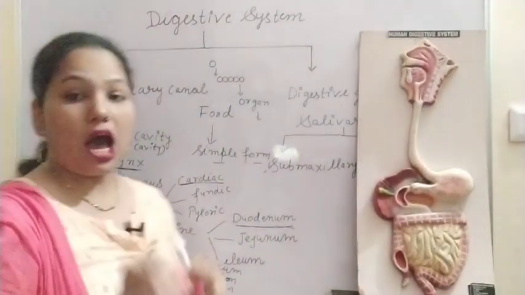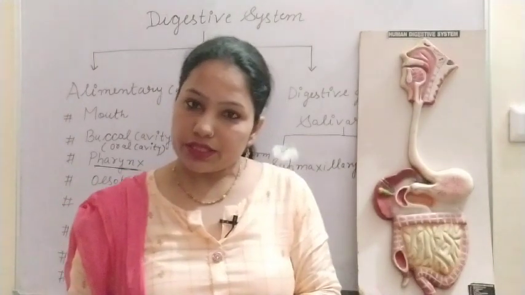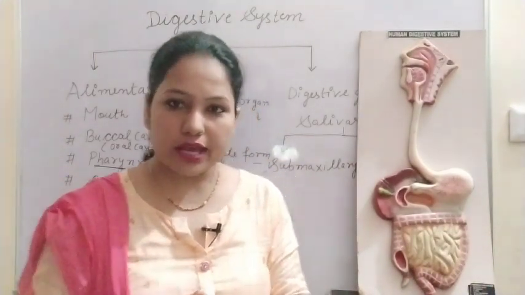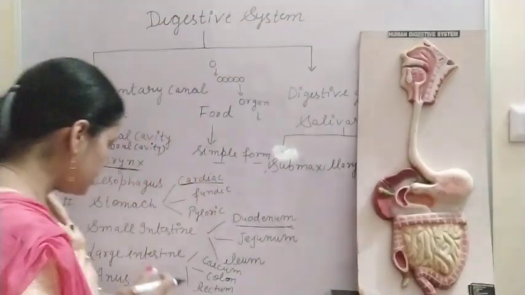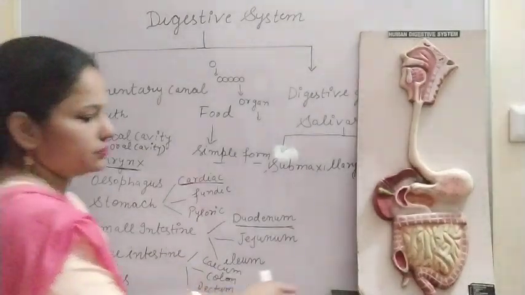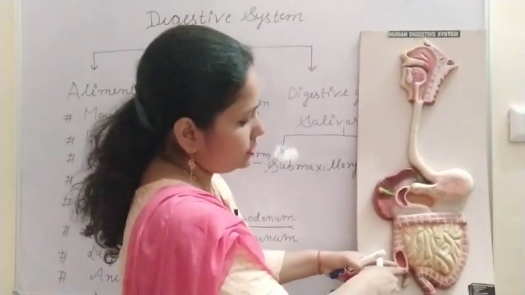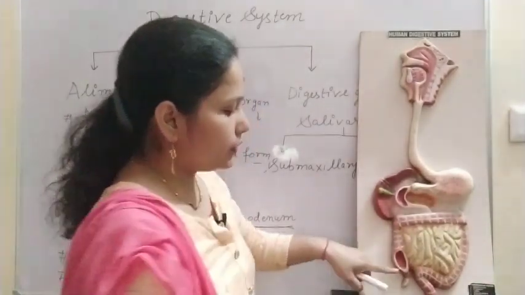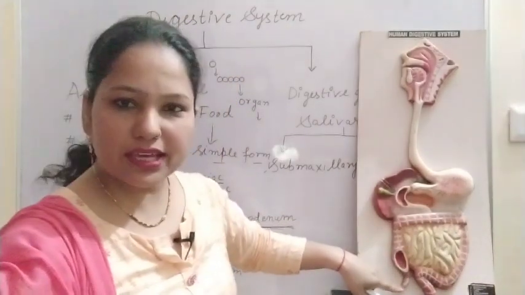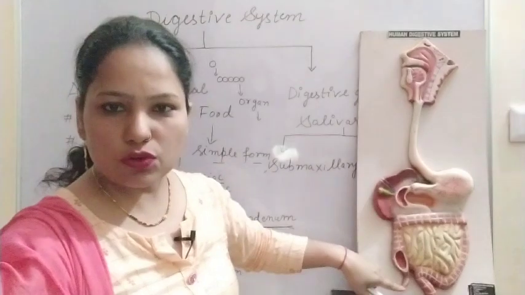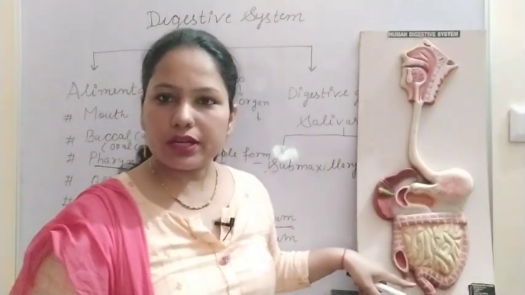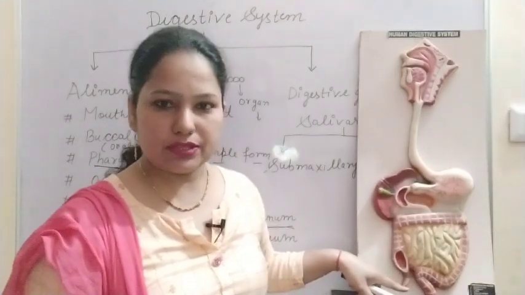Okay, so after that, the large intestine. There are also three parts of the large intestine. The first part is the cecum. Here you can see one blind sac is present, and this is known as the appendix, and it is a vestigial organ in the case of human beings.